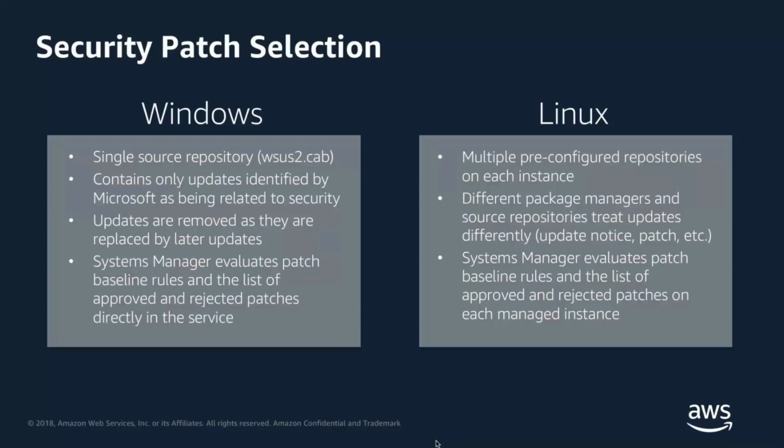So for Linux patching, Systems Manager evaluates patch baseline rules and lists of approved and rejected patches on each managed instance, versus within the service for Windows. Systems Manager must evaluate patching on each instance because the service retrieves a list of known patches and updates from the repositories that are configured on the instance. For Linux, Systems Manager also has the capability to use alternative patch source repositories that you can use to install patches that are not security related.